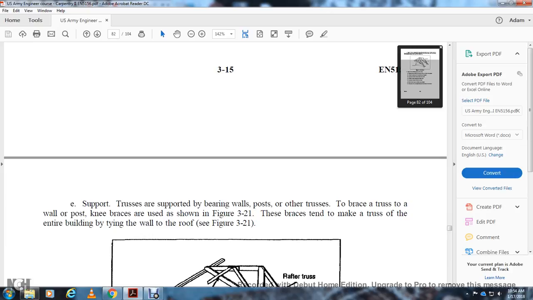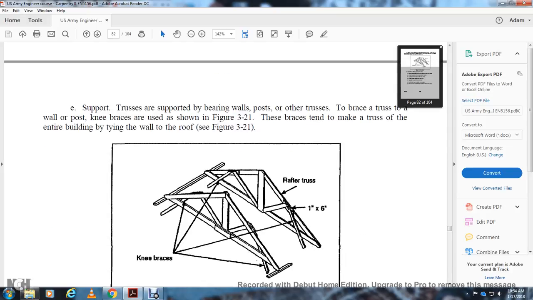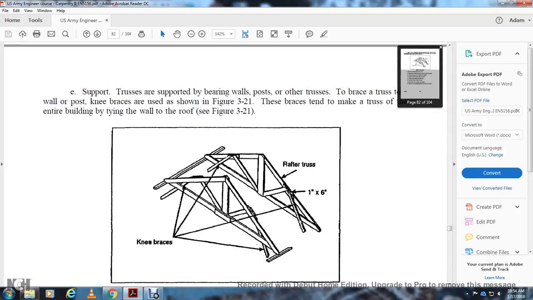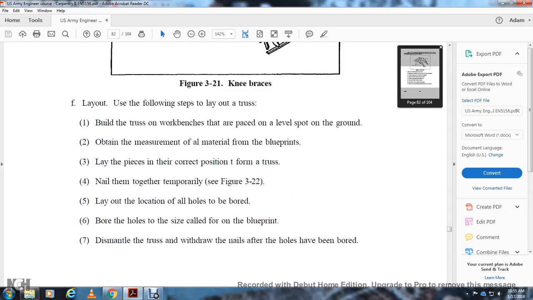Supporting trusses are supported with bearing walls, posts, or another truss, the brace for the wall post, and the knee brace, figure 321. The braces are intended to make the truss and the entire building firm, tying the wall to the roof. It shows the knee braces also supporting the rafter, holding the rafter truss up so they can get nailed in.